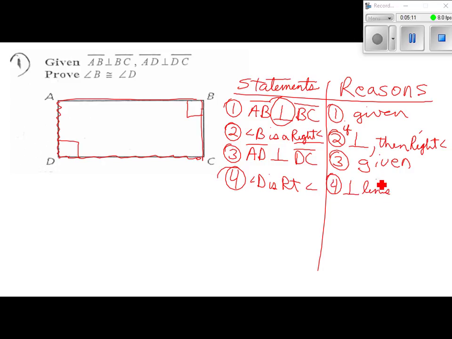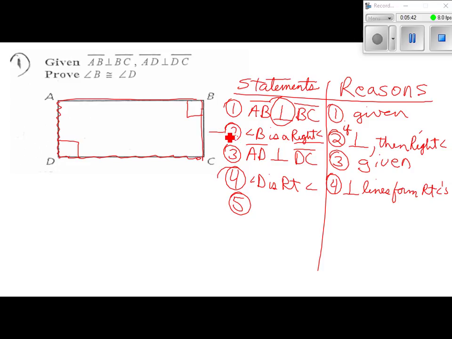All right, and I'm going to write it a different way this time. Still means the same thing, perpendicular lines form right angles. Just because that's the way I'm used to writing it. Can I do it either way? You can do it either way. Perpendicular lines form right angles. If, this up here probably should say, if lines are perpendicular, then you have right angles, to make it make more grammatical sense.